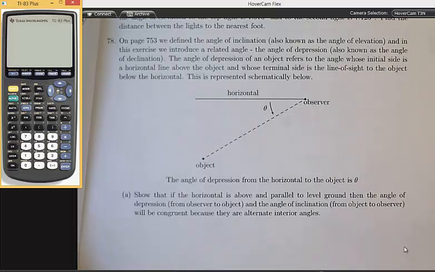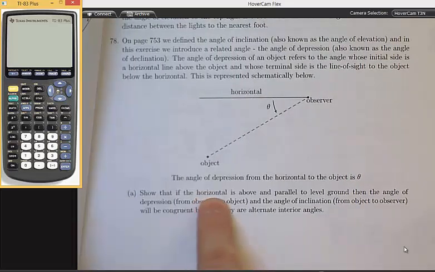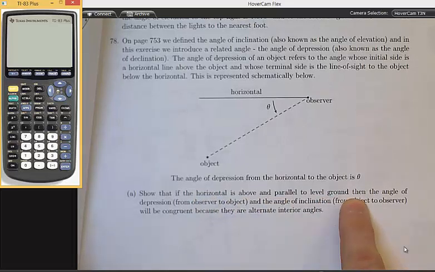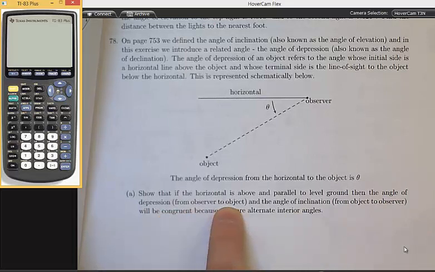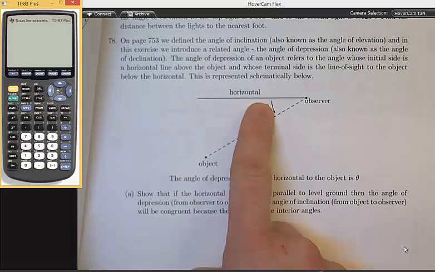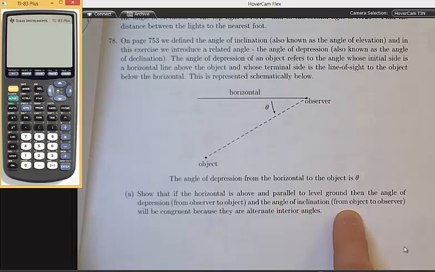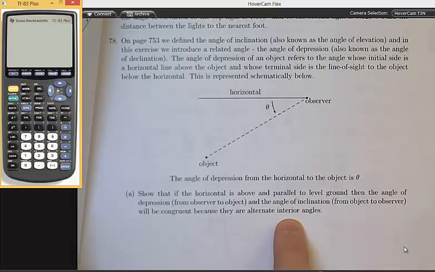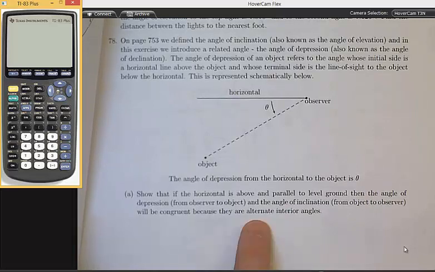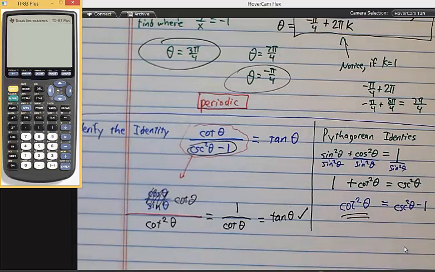I want to figure out what it's trying to ask me. Boom. Show that if the horizontal is above and parallel to level ground, then the angle of depression from observer to object, that's this angle, and the angle of inclination from object to observer will be congruent because they are alternate interior angles. By the way, that alternate interior angles thing, that's from geometry class. I don't know if you remember that, but I'll give you the lowdown here.